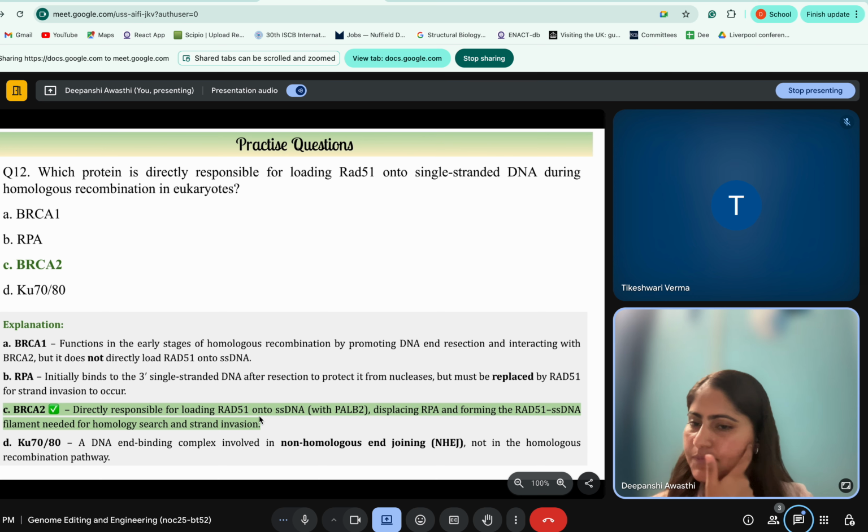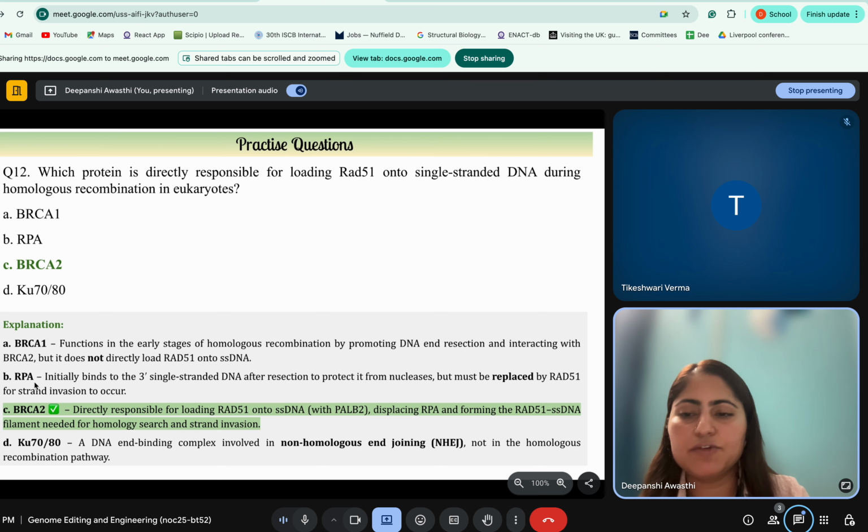the RPA. If we talk about BRCA1, it functions in the early stages of homologous recombination by promoting DNA end resection and interacting with BRCA2, but it is not involved in loading RAD51. Then if we talk about RPA, we have also discussed that whenever the resection is taking place, the single-stranded DNA is unstable, so we require RPA to bind it and to protect it from the nucleases, and ultimately it gets replaced by RAD51. And BRCA2 is the right option, which is responsible for loading the RAD51 onto single-stranded DNA and replacing the RPA.